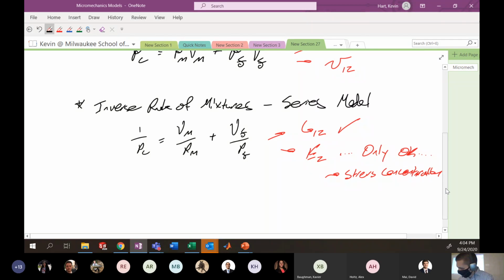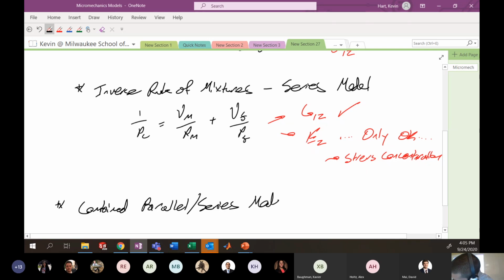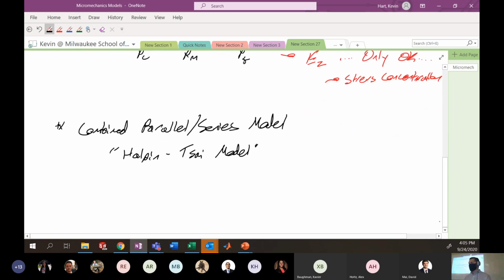All right, so those are your 2 mechanics of materials models. And then the final model that we talked about was the combined parallel and series model, which we also call the Halpin-Tsai model, or more colloquially known as Halpin-Tsai model. We went through some derivation there.